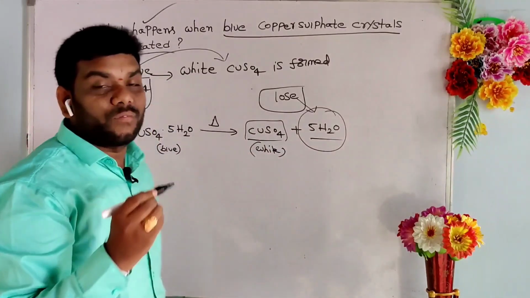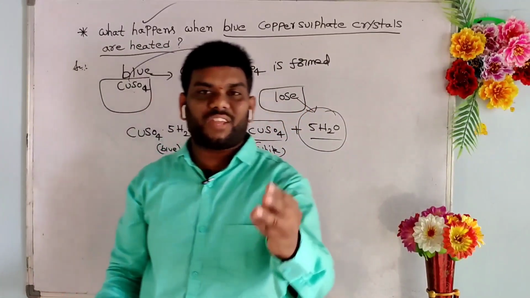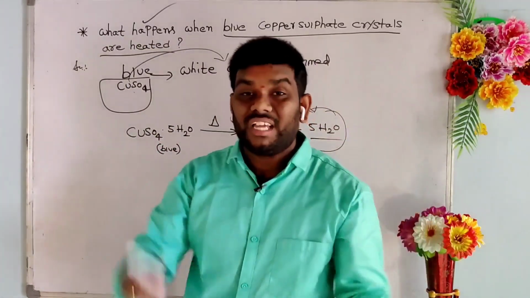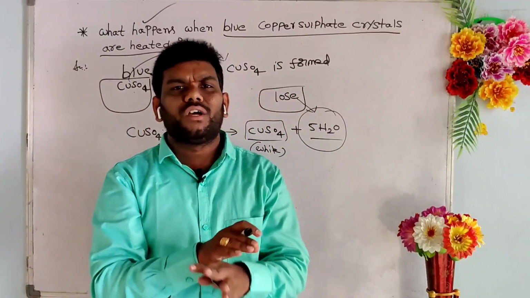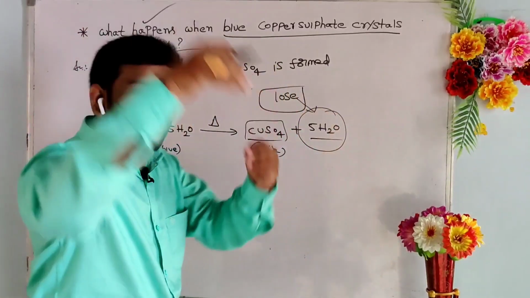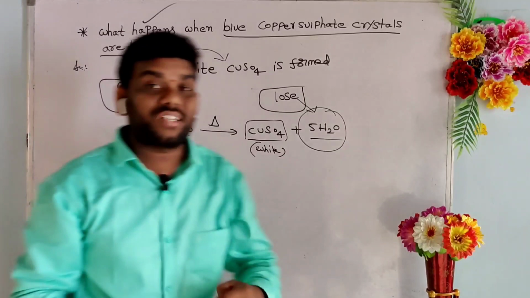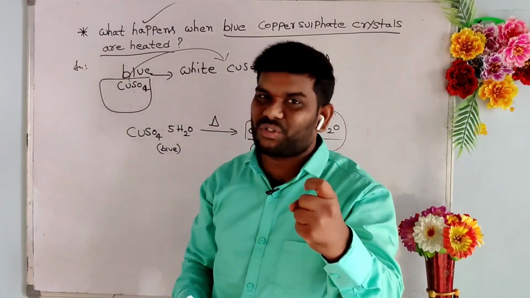When blue copper sulfate crystals are heated with a Bunsen burner, then immediately white colored copper sulfate is formed. In white color copper sulfate there are no water molecules. So the water molecules that were there, we removed them. This is the concept of water of crystallization, a 2 marks question.